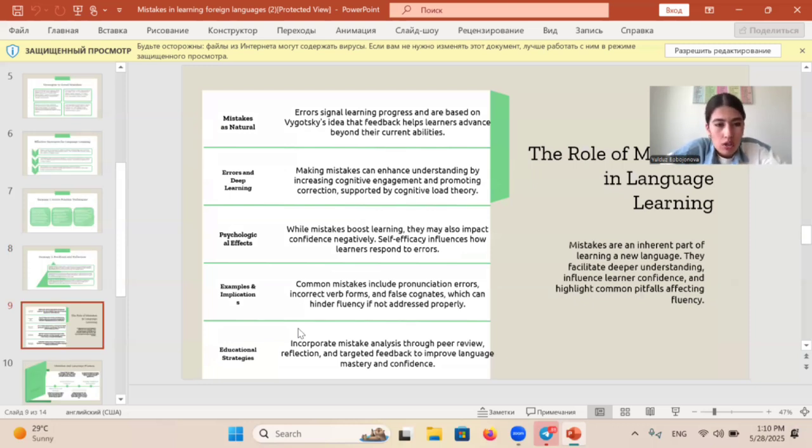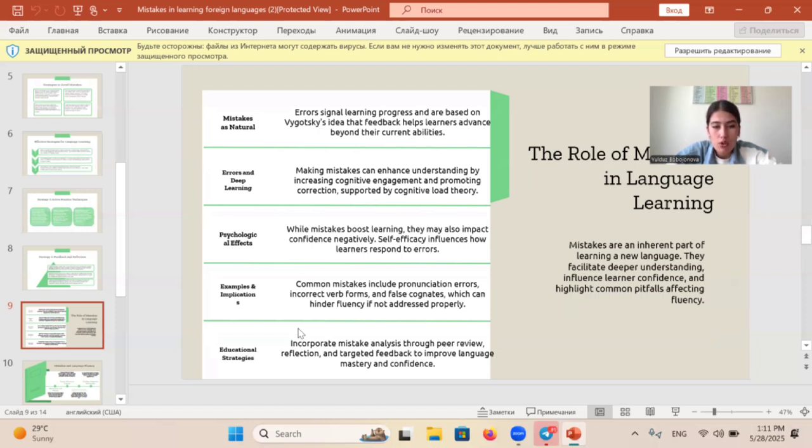Mistakes as natural errors in deep learning: psychological effects, examples and implications, and educational strategies. So, errors signal learning progress and are based on Vygotsky's ideas that feedback helps learners advance beyond their current abilities. Making mistakes can enhance understanding by increasing cognitive engagement and promoting correction, supported by cognitive load theory.